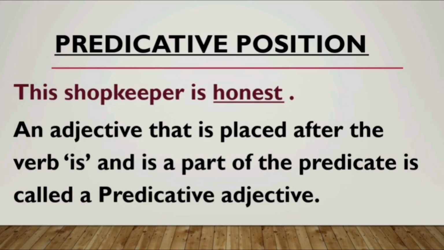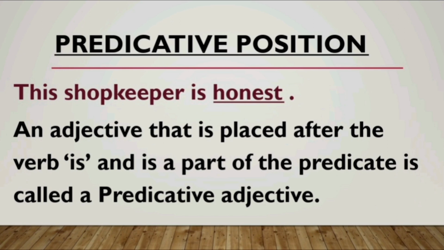The second type of position of an adjective is predicative position. Have a look at this example here. This shopkeeper is honest. In this sentence, the adjective honest is placed after the verb is and therefore is forming a part of the predicate of the given sentence.